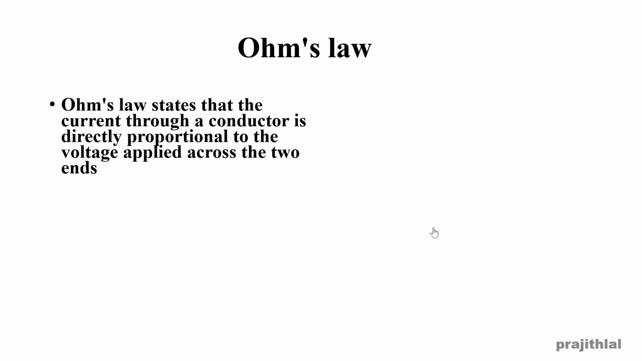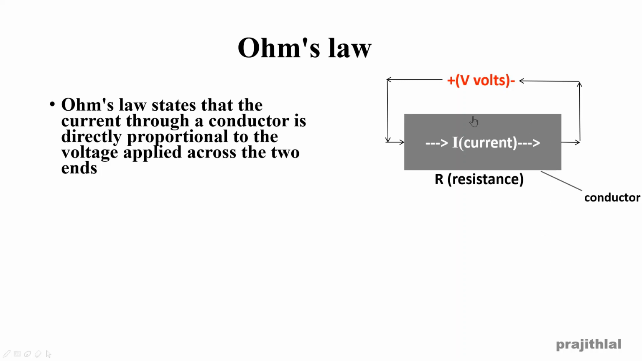Next is Ohm's law. Ohm's law states that the current through a conductor is directly proportional to the voltage applied across its two ends. Here we have a conductor, and at the two ends we are applying a positive and negative potential, which is a voltage. Current starts flowing in this direction from positive to negative, and the electrons must be flowing like this, opposite to the direction of current.